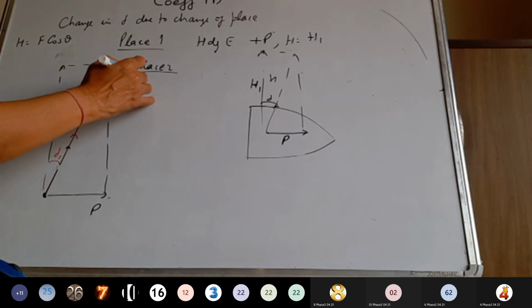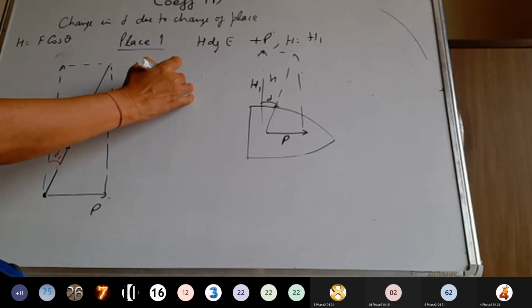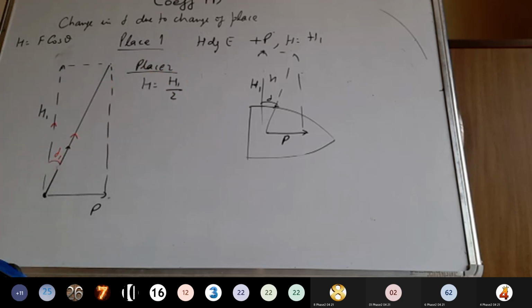Let us say we go to place 2, where the value of H becomes half, H1 by 2. We are keeping everything else the same. With the change of place, will the value of force P change? Force P will remain the same because it is a permanent force. It doesn't change. So this remains the same, while this one will become half. Let us say it is only up to here.